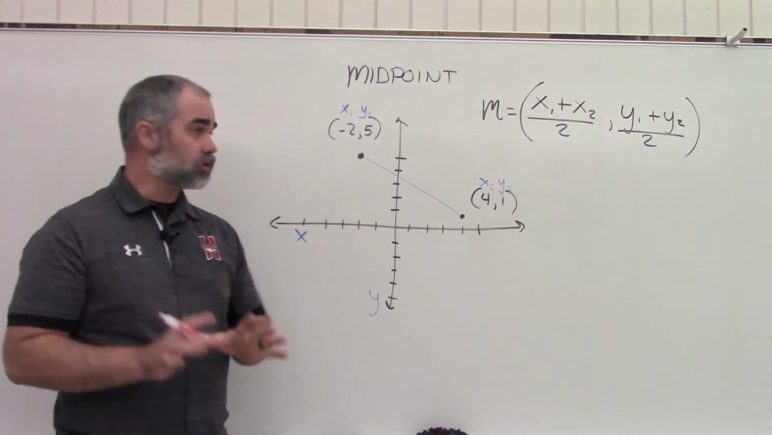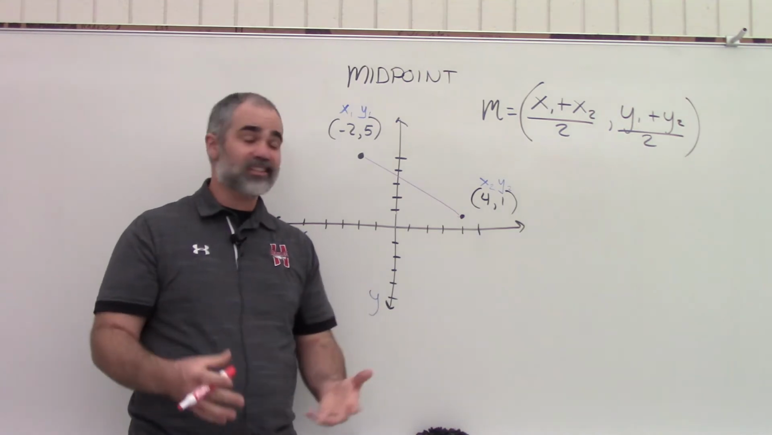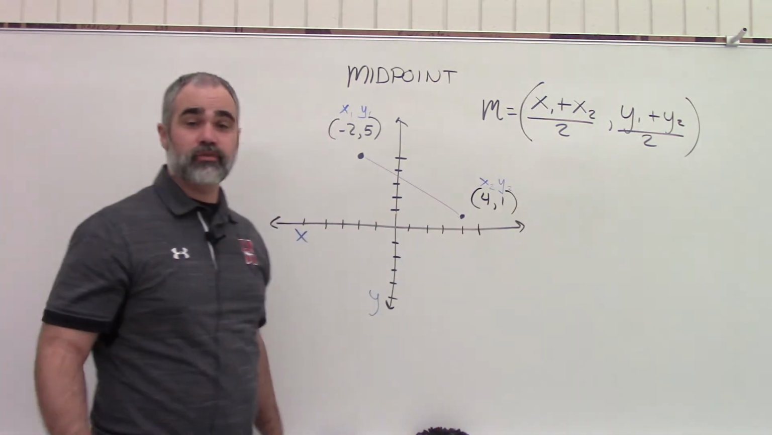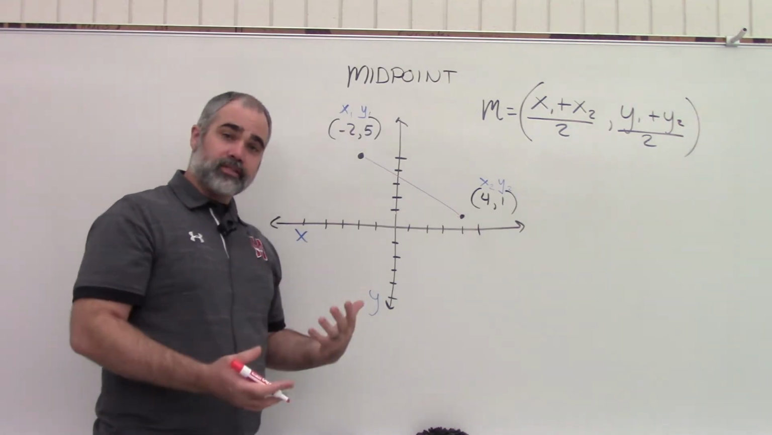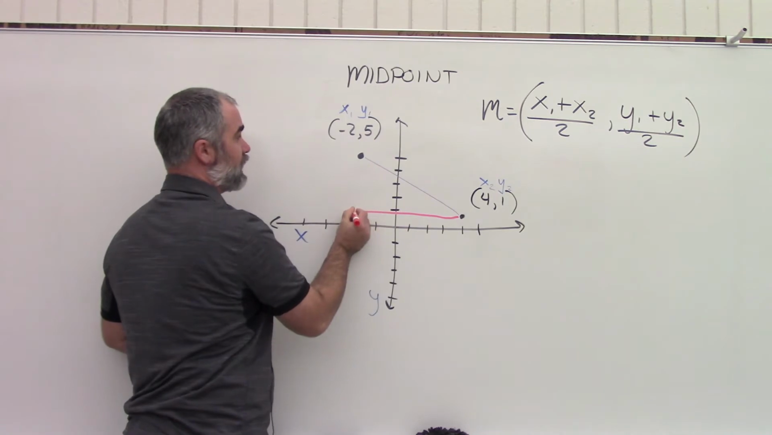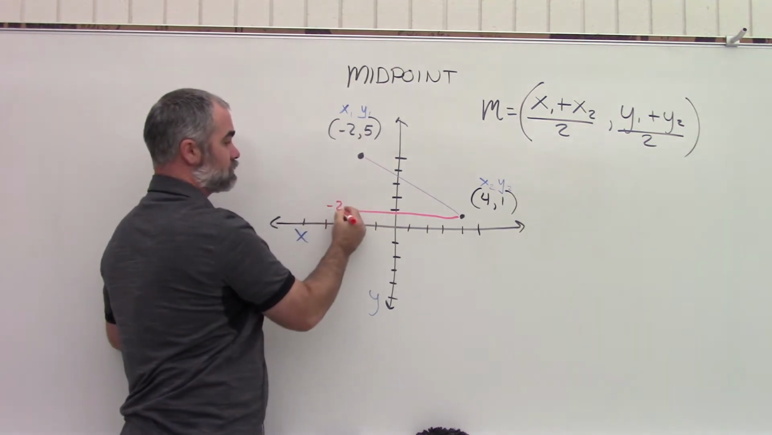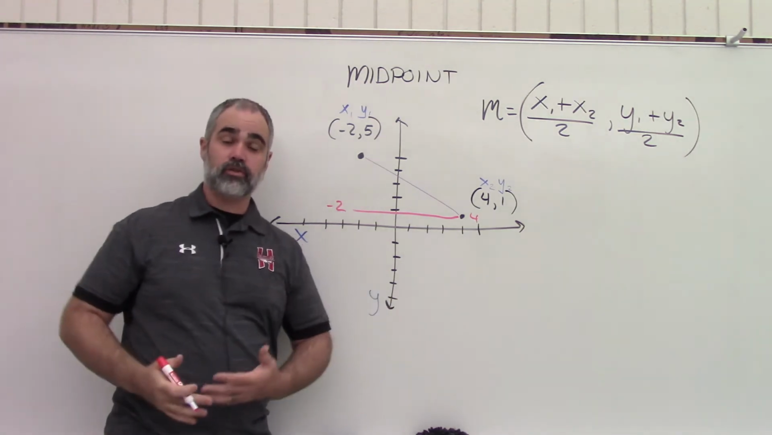So let's go ahead and take a look at this. Again, all I'm really doing is taking the average of the x's and the average of the y's. You can see this visually too if we think about the number line example from the beginning. I can even draw a number line here between the x's at -2 and 4. So what's halfway between -2 and 4?